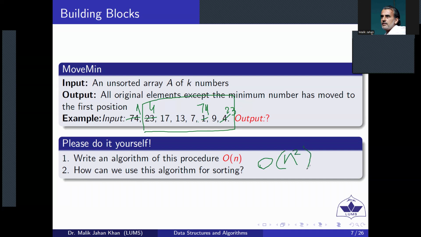So big O of n times n will give us big O of n square. So this is again a big O of n square complexity algorithm, and this sorting algorithm, which uses move min as its building block, is called the selection sort algorithm. So this whole strategy is selection sort.